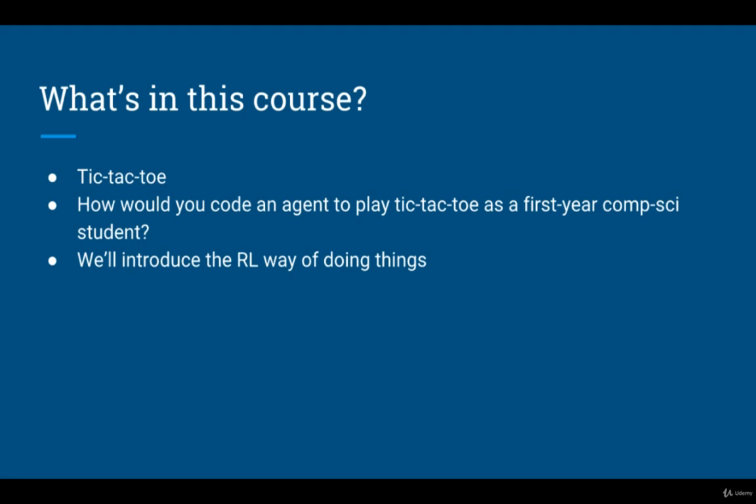The next game we'll play is a simple game by the name of tic-tac-toe. We're going to start very low level and come at it from the perspective of being a first-year computer science student. We'll ask ourselves the question, how would I code a game-playing agent that will never lose tic-tac-toe? As you probably already know, there are only a very small set of rules that you need to follow in tic-tac-toe in order to never lose. After going at it the naive way, we'll introduce the reinforcement learning way of doing things and code an agent from scratch that will train itself to play tic-tac-toe.